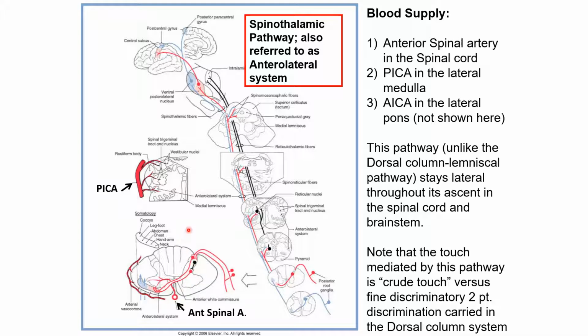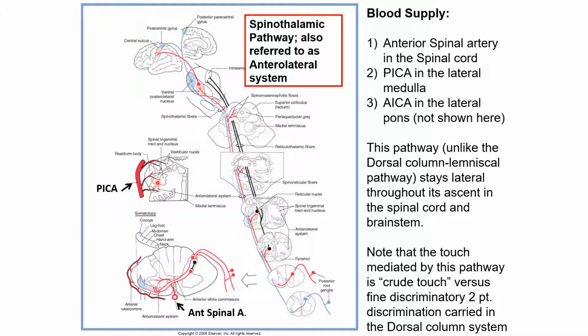As we move up into the medulla, we see that we have the posterior inferior cerebellar artery, which feeds the lateral portion of the medulla, and we see here the anterolateral system is fed by the posterior inferior cerebellar artery, along with the spinal trigeminal tract and nucleus, and the vestibular nuclei, and a portion of the cerebellar peduncle, known as the restiform body. We see that the medial lemniscus is far medial and is not fed by that artery.